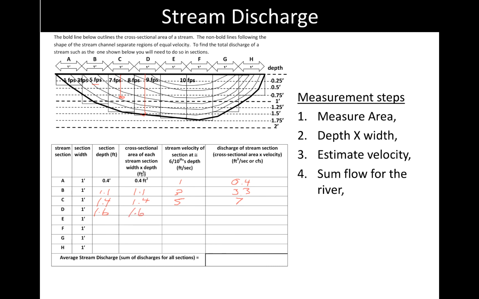Now 1 times 1.6 gives us 1.6 cubic feet. We need to know where we come down halfway plus a little bit, right? That puts us roughly on the boundary between, let's say, 5 and 7 feet per second for our velocity. So let's say it's 7. 7 goes in there. 7 times 1.6 is 11.2.